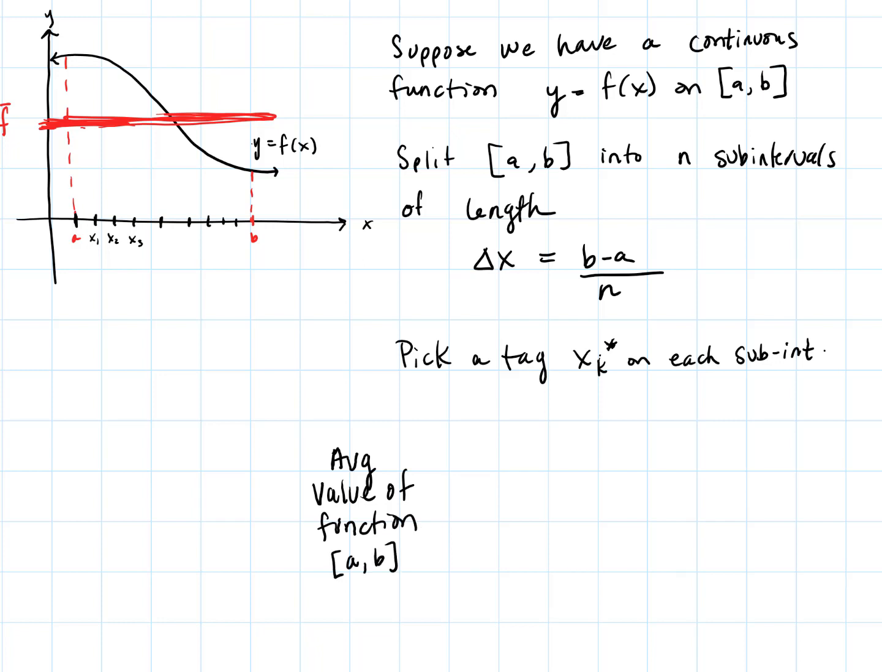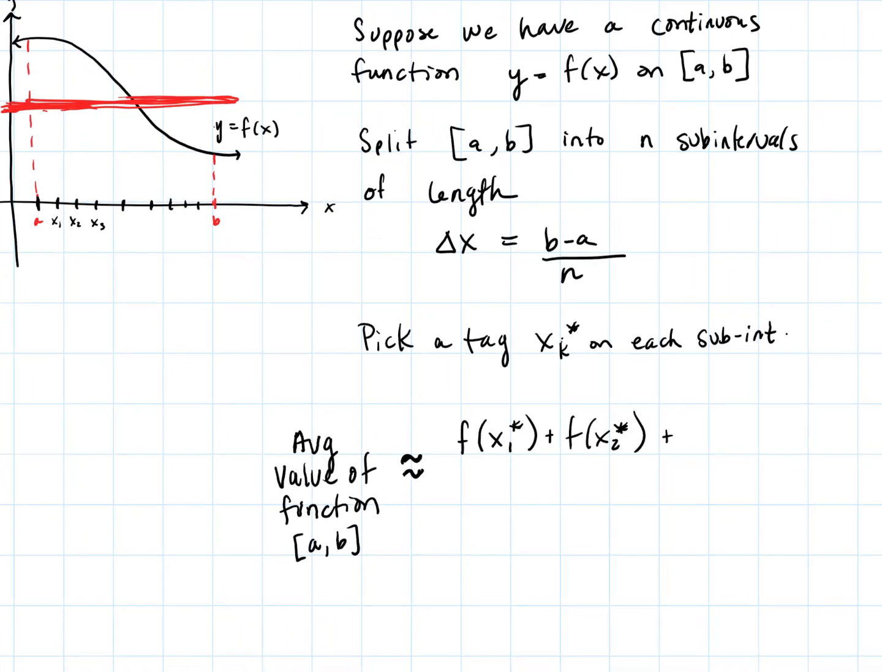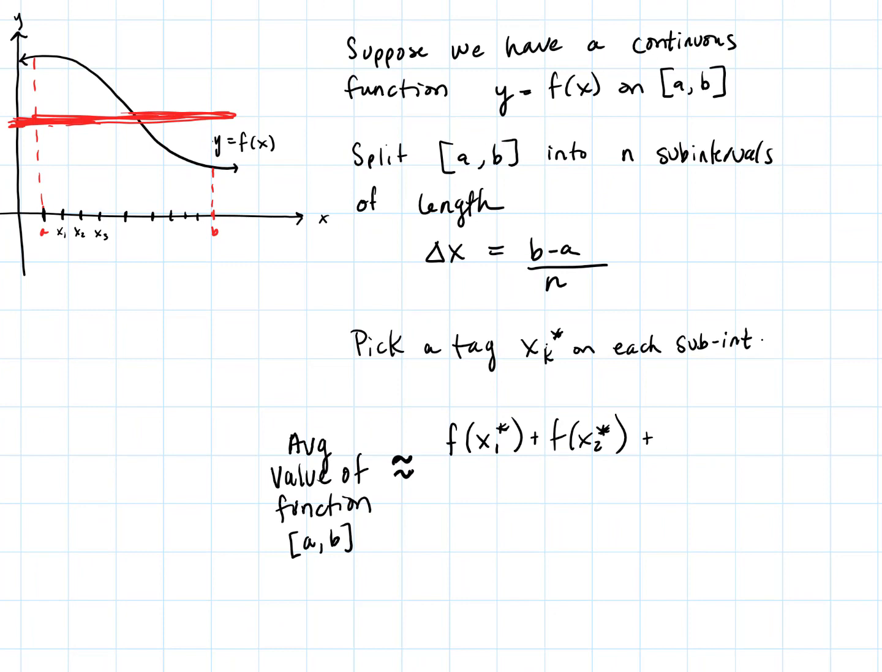from a to b, and it will be an estimate, so I'll use my approximation symbols, what we could do is add up f of x1 star plus f of x2 star, whatever that tag is. We've talked a lot about Riemann sums, so we could go right-hand endpoint, left-hand endpoint, midpoint, but some tag on there. We'll use that to calculate the function value on that interval all the way out to x sub n star, and since we're adding up n of them, if we wanted the average, we'll divide by n.